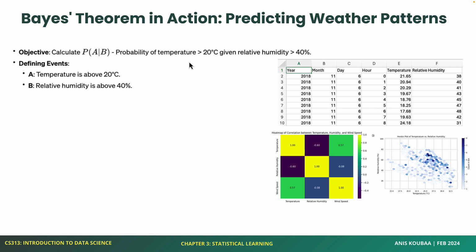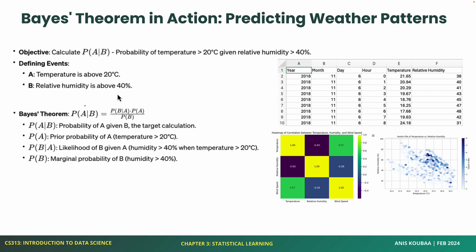Now if we make the abstraction of events A and B, A will be the temperature is above 20 and B will be the relative humidity is above 40. Going further, we will apply the Bayes theorem. I would like to calculate the probability of A, which is the temperature above 20, given B, as the target calculation. To do that, I need to calculate these three probabilities. First of all, I need to calculate the prior probability.